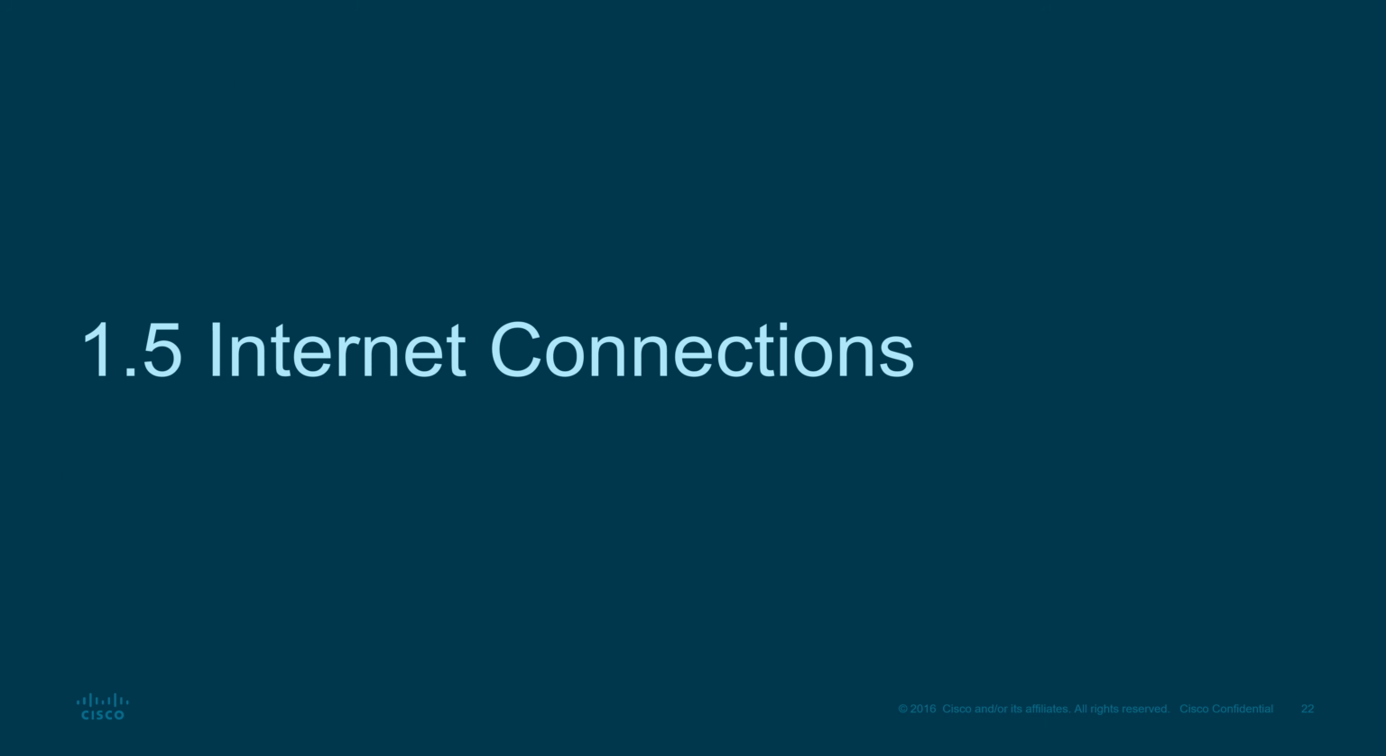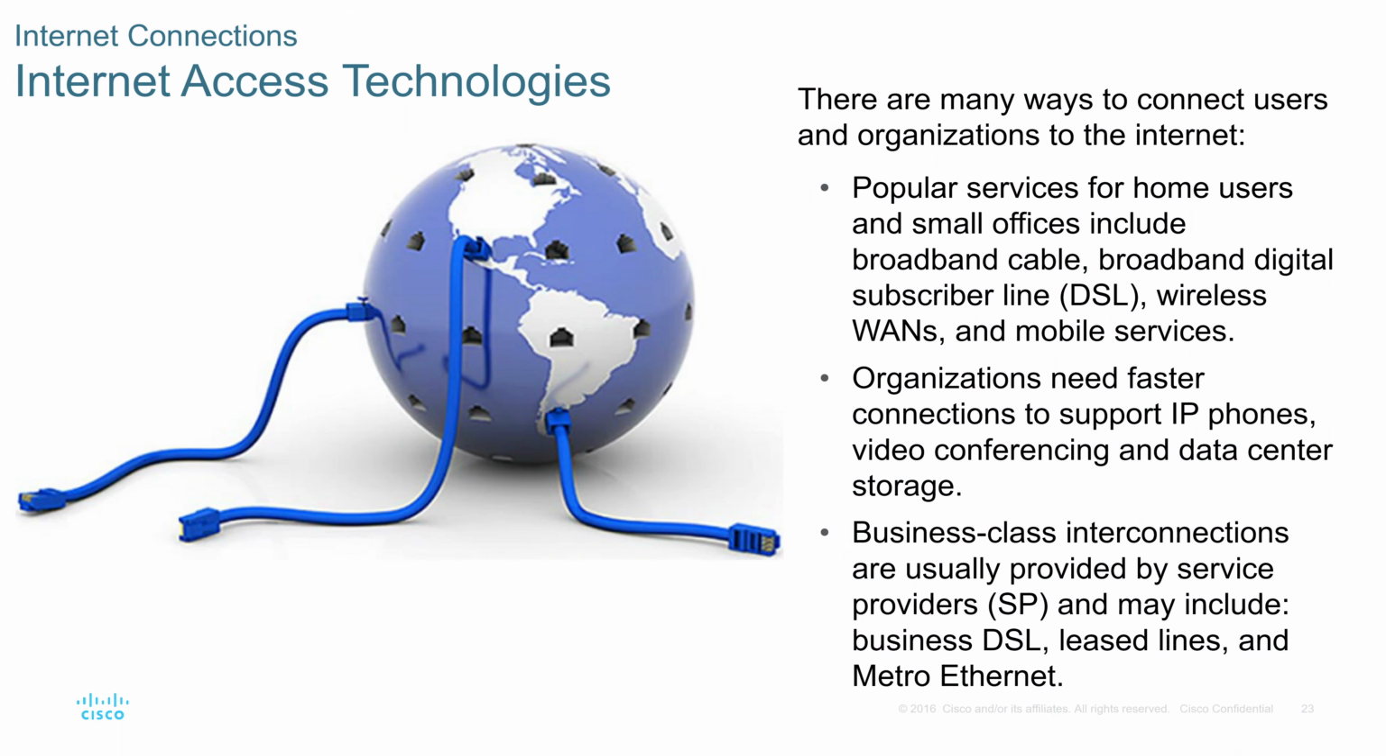Next, we will look at internet connections. There are many ways to connect to the internet. The most popular services most users at home may be using would be broadband digital subscriber line, or DSL, wireless WAN, mobile services, as well as cable internet services. Organizations that need faster connections to support IP phones, video conferencing, and data storage may use much better connections, such as fiber to the site.